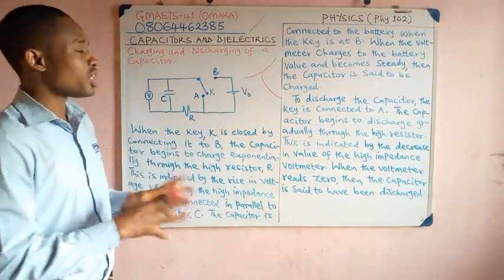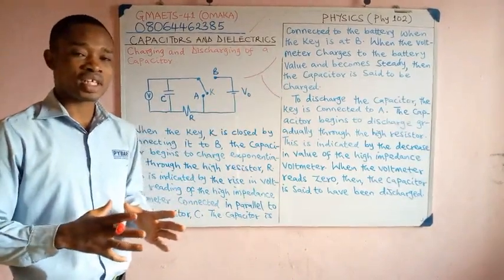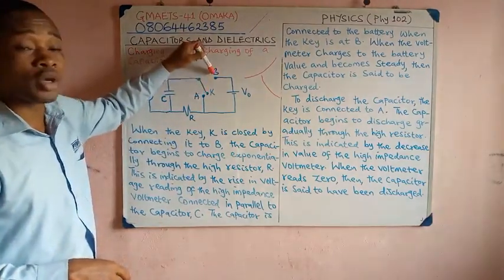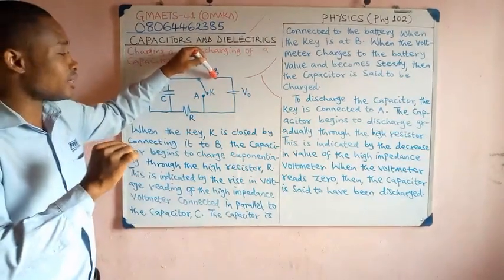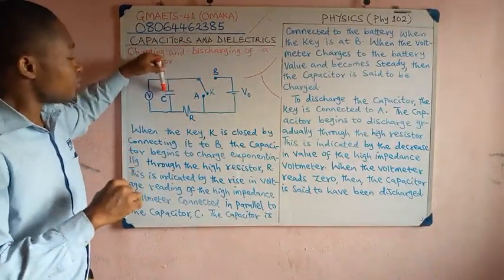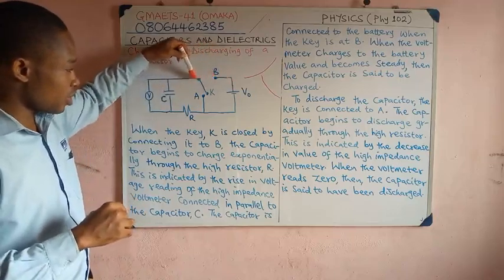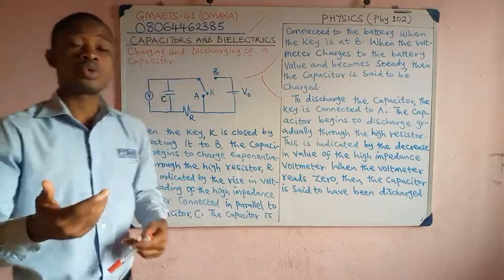Now, during the charging process, what's going to happen? Let's consider the charging process first. To charge, we're going to connect this key K to point what? B. Once that is done, this circuit, that is this capacitor itself, would have been connected to the battery. You can see that, right? It is connected to the battery straight, and then the charging process will begin.